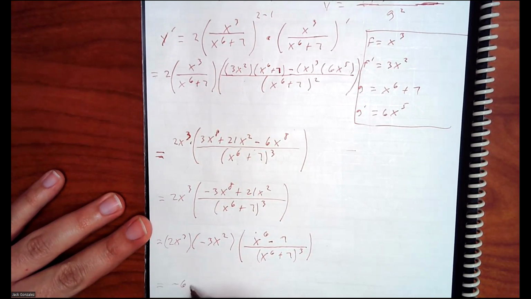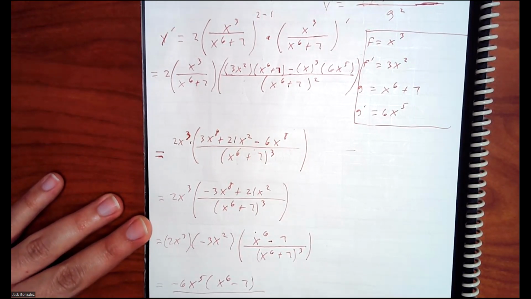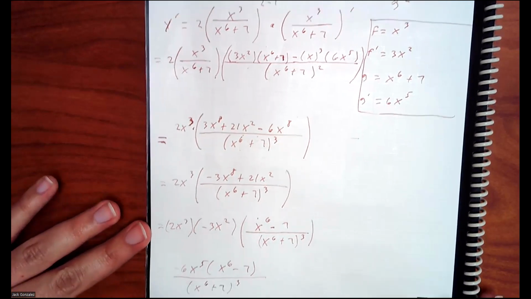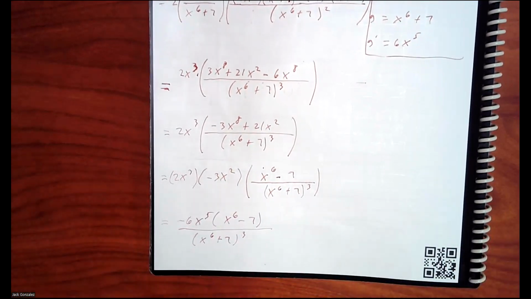Does this become -6x to the 5th times x to the 6 minus 7, over x to the 6 plus 7 cubed? That's as pretty as you're going to get.